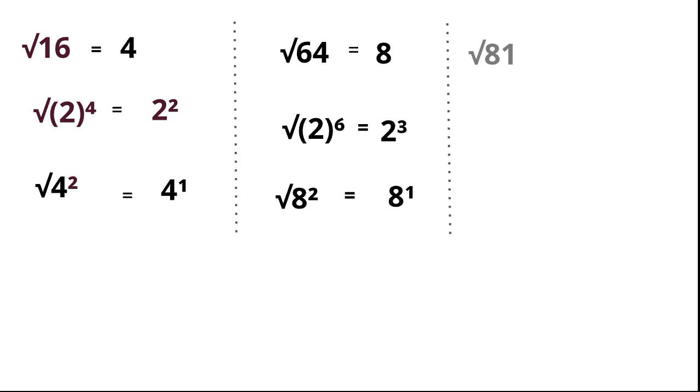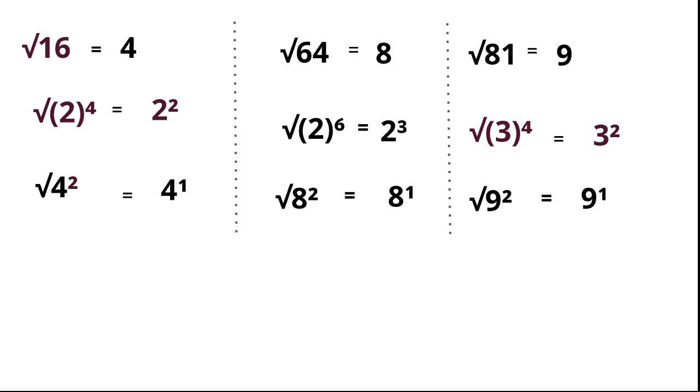One more example, square root of 81. It's nothing but 9. And 81 can also be written as 3 power 4. So square root of 3 power 4 is equal to 3 square. And it can be written as 9 square. Square root of 9 square is equal to 9 power 1.